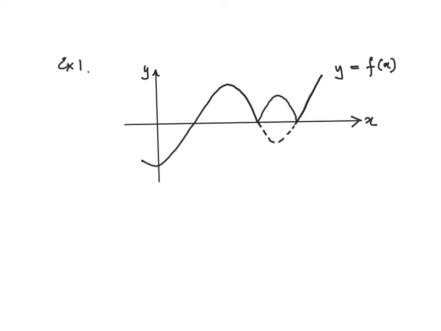And we have to deal with this part here, so that too has to be reflected. It will appear up here. So we're going to have something that looks a bit like that. And I'm going to make this part that was originally below the x-axis dotted again. So what we have now is the graph of y equals the modulus of f of x. So we cannot have any part of the graph below the x-axis.